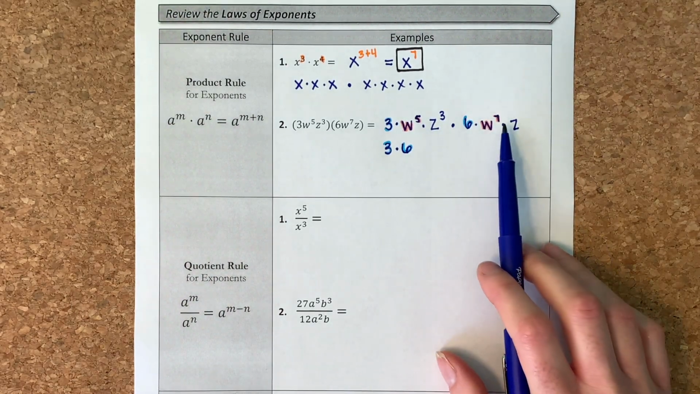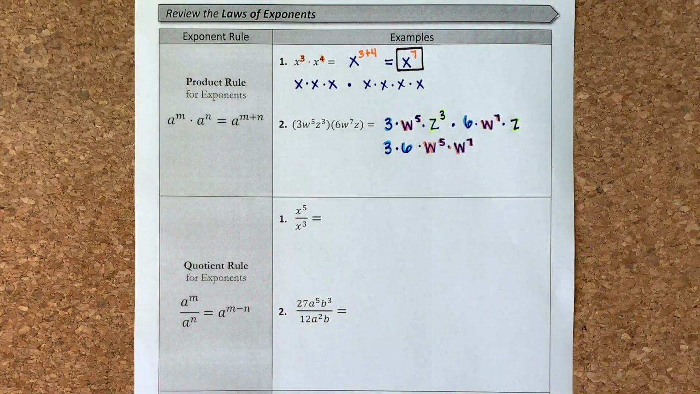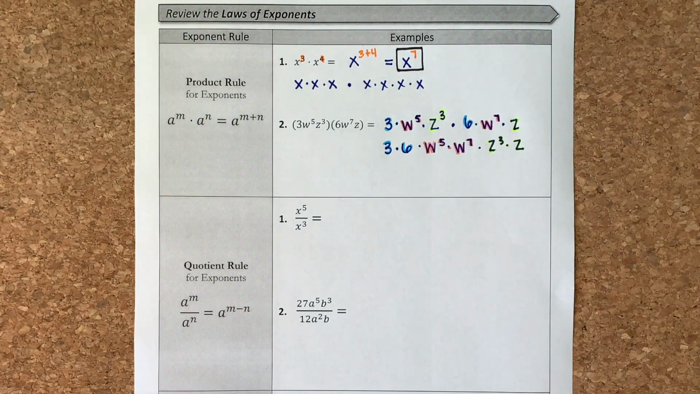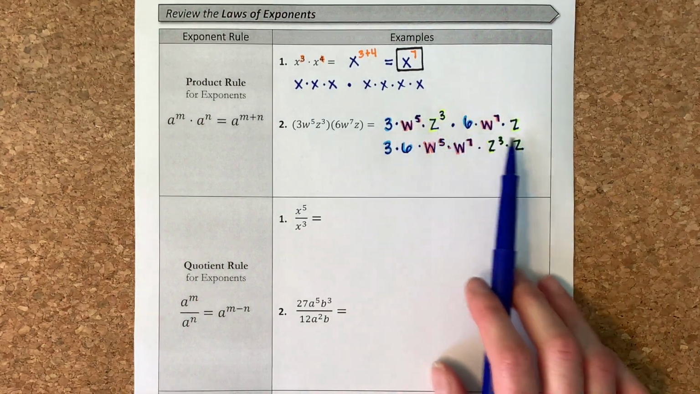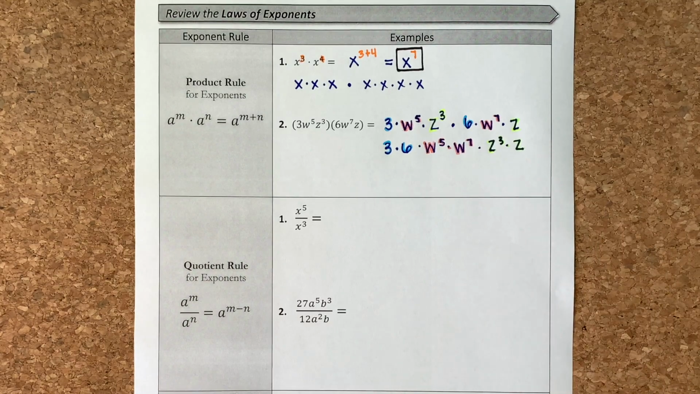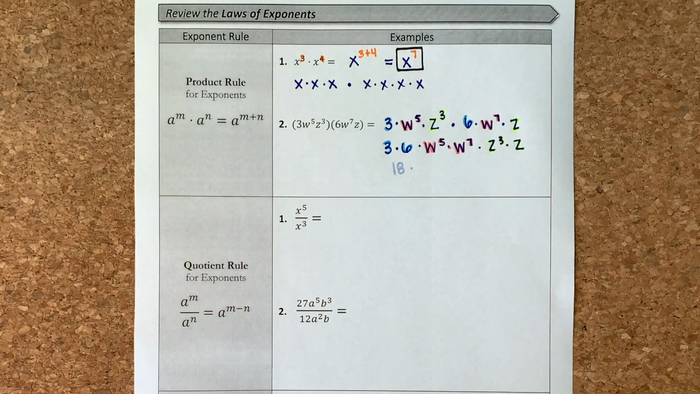W to the 5th and w to the 7th are like pieces, so let's write those pieces next to each other. And then the z cubed and the z are like pieces, so let's write the z's next to each other. Now, remember the commutative property tells us that when you're multiplying, you can reorganize the pieces in any order, and that's just what I've done here. Now let's go ahead and multiply the like pieces. 3 times 6 gives us 18.